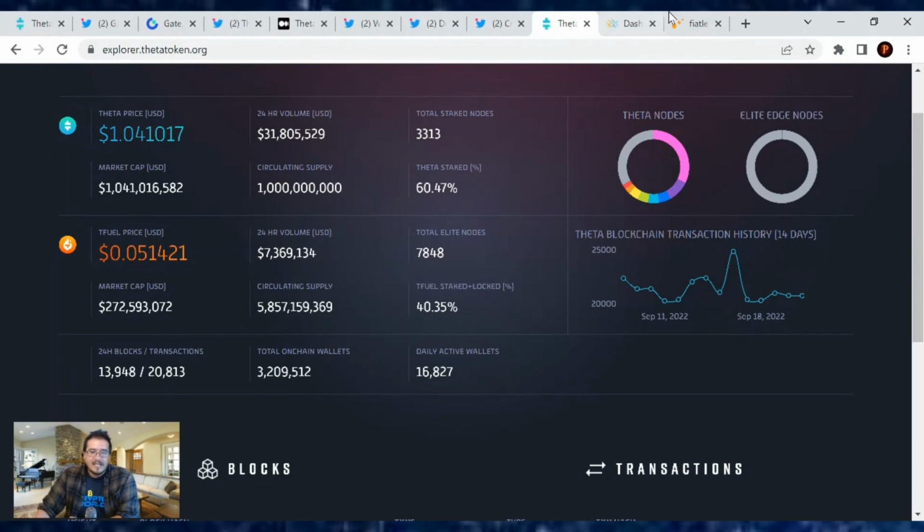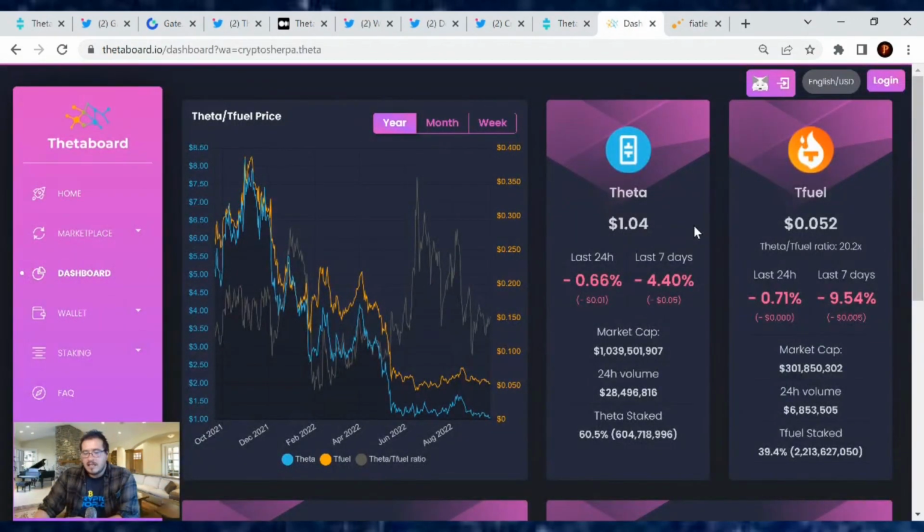Now the change between these tokens: Theta's down 0.66% and TFuel's down 0.71%, so not much of a change at all since yesterday.